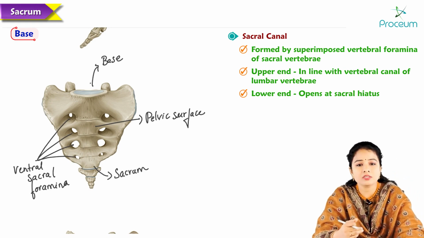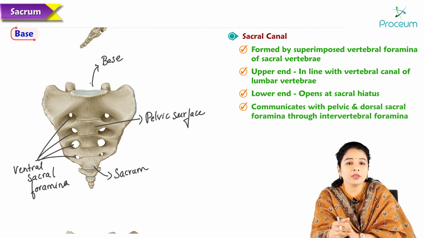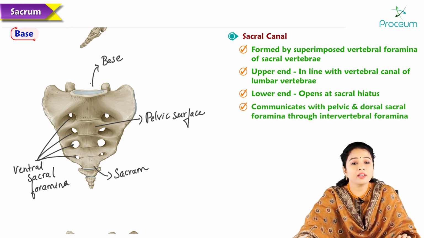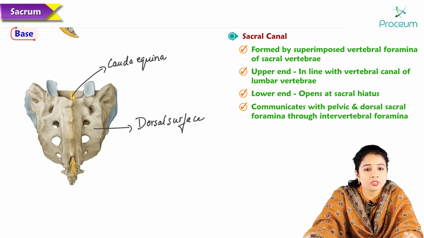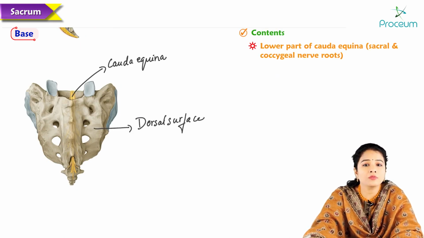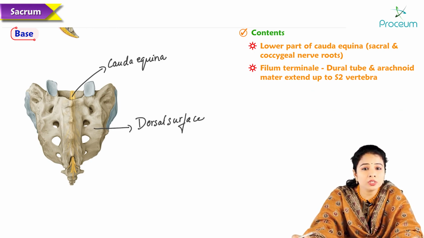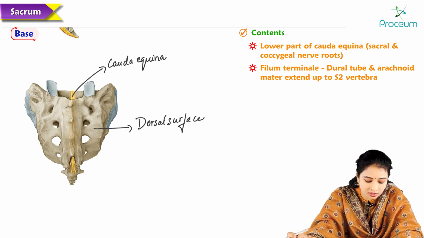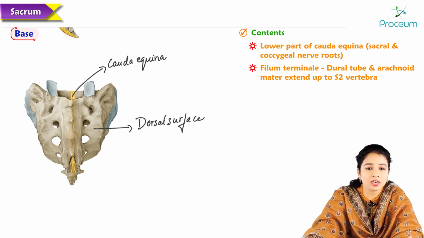So the ventral and the dorsal sacral foramina communicate with the sacral canal via the intervertebral foramina. The sacral canal contains the lower part of the cauda equina, that means it is made up of sacral and coccygeal nerve roots, and the filum terminale, that is the dural tube and arachnoid mater extend up to the S2 level, and below the S2 level it continues as a fibrous continuation, that is dura mater alone continues and attaches to the dorsal surface of the coccyx, where it exits out through the sacral hiatus.